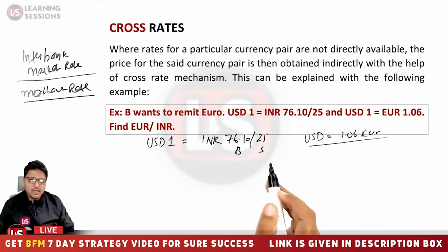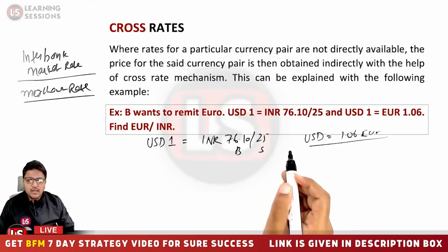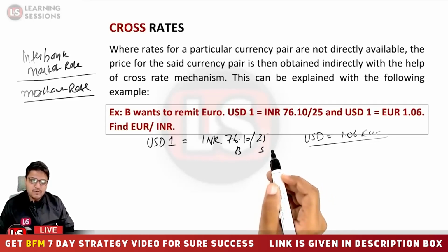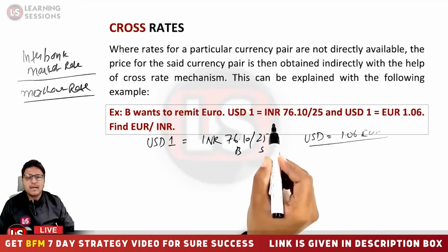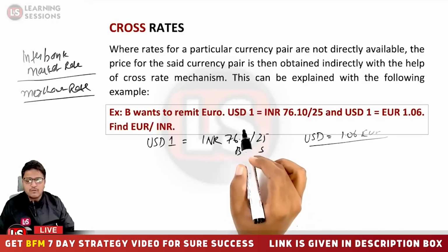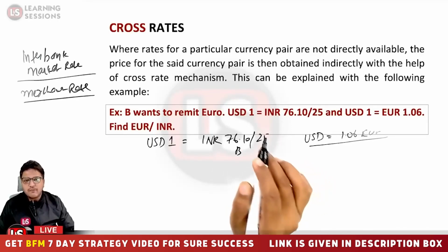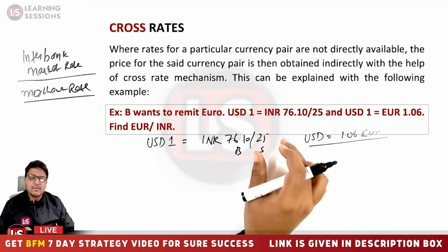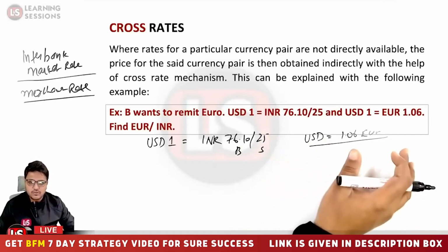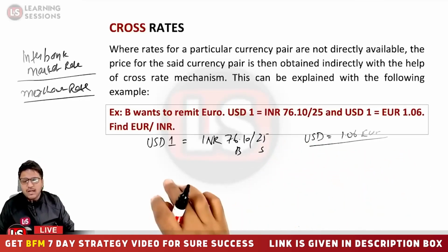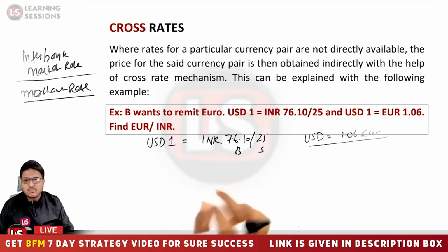Now what you will be doing actually is that first of all we will be buying the USDs. And after that we will be selling them in the market so as to get the euros. So that is the scenario over there. At what rate shall we be buying the USDs?